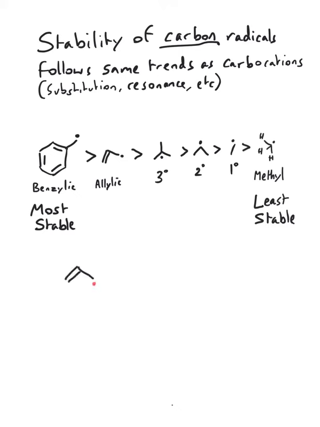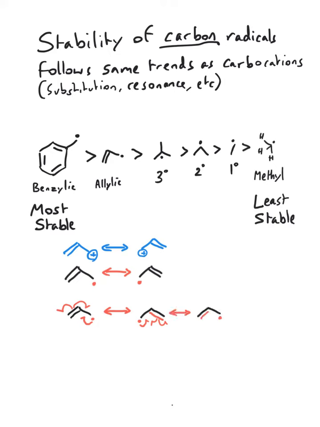Resonance is shown the same way with radicals as with any charged system. Just show your arrows with single prongs as opposed to full prongs, as this depicts the movement of a single electron as opposed to the movement of 2 electrons.